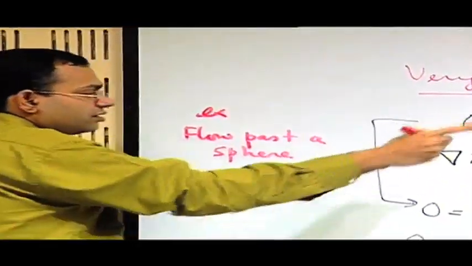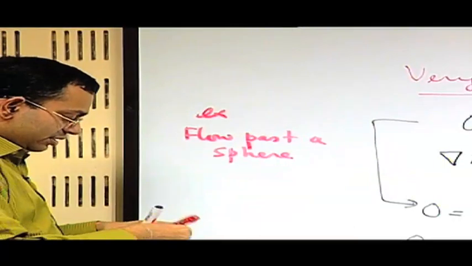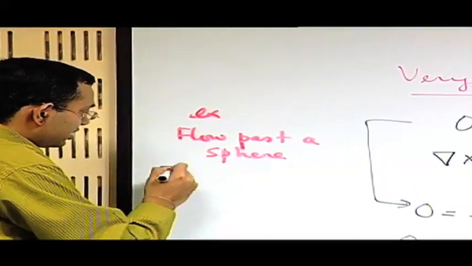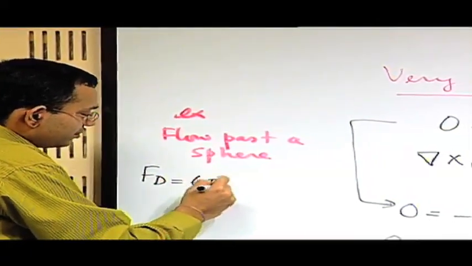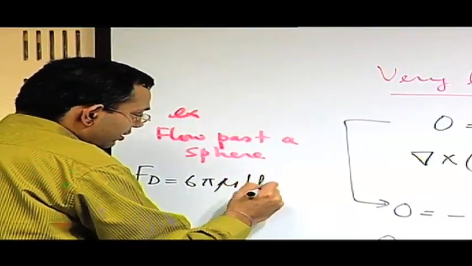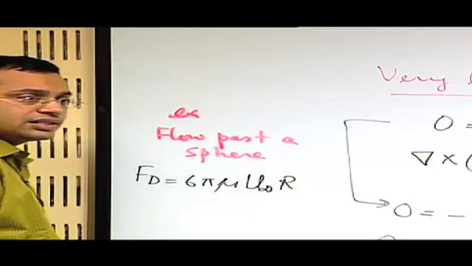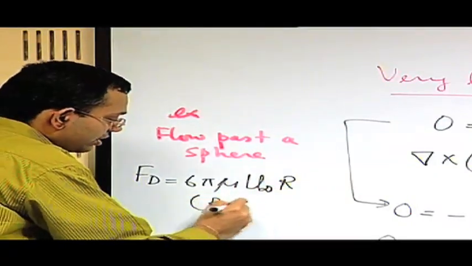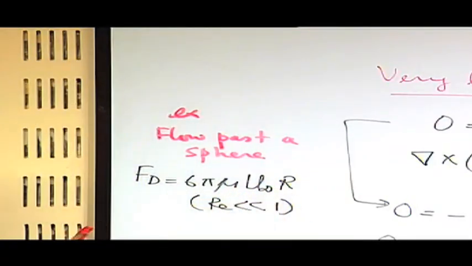If you take an example of flow past a sphere and go through this calculation, you will find that the drag force is 6 pi mu u infinity r, where r is the radius of the sphere, provided that the Reynolds number is much less than 1. This is known as Stokes law.